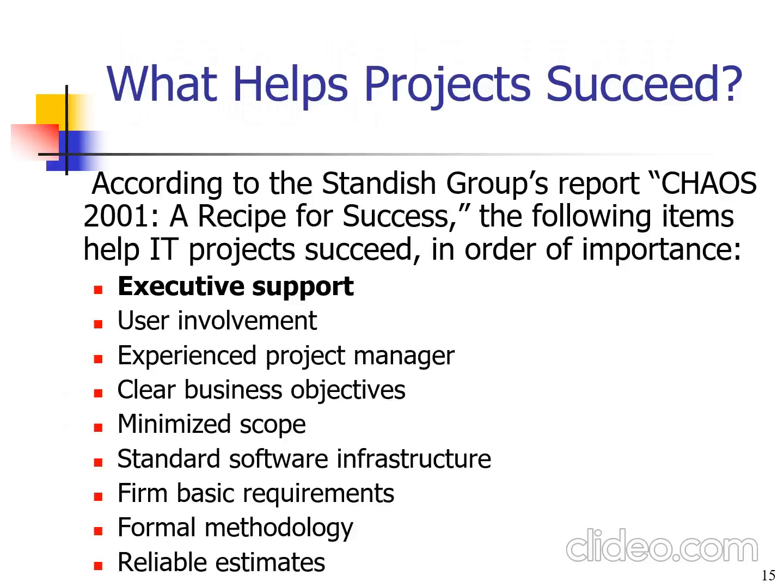So what helps a project to succeed? First of all, you need to have executive support, user involvement, an experienced project manager who will not mess up things, then clear business objectives, minimized scope, and a standard software infrastructure which can help in project management. Also, you need to have firm basic requirements. Then you have to use a formal methodology. Then you have to make reliable estimates.